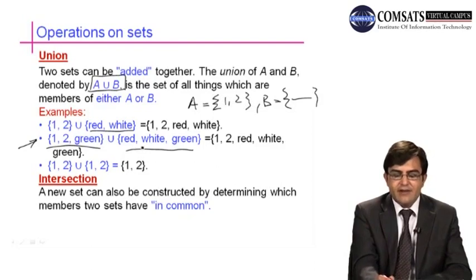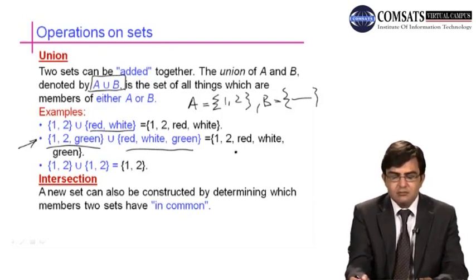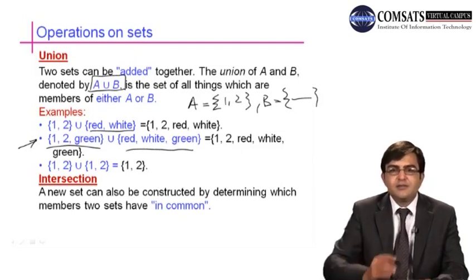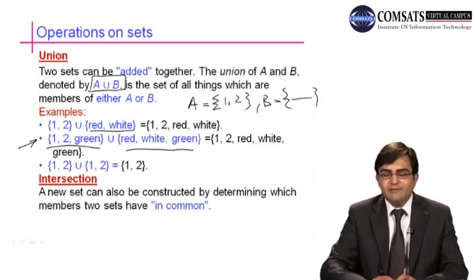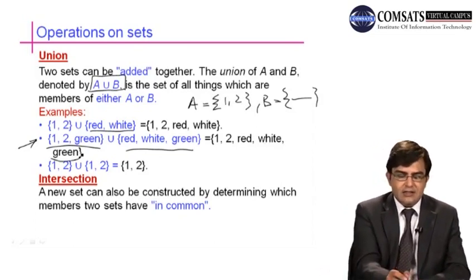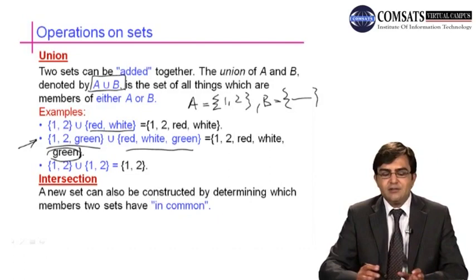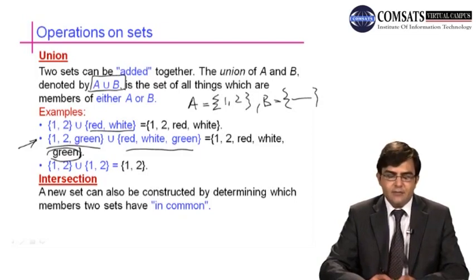In the second set we have red, white, green. So this is a set of names of colors, you can say. If we take the union, we write 1, 2, green, and red, white, green. Green comes two times, so we write only one time in the union the member green. So we avoid a repetition in the union, but we write all the elements of set A and all the elements of B if there is no repetition in these two sets.